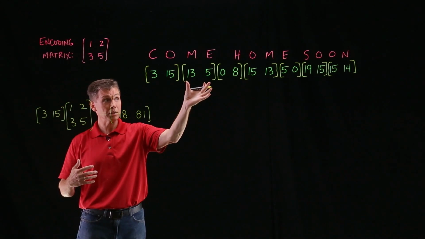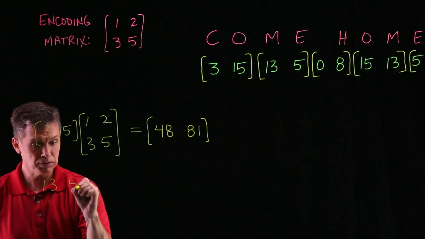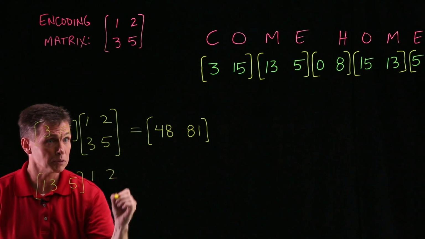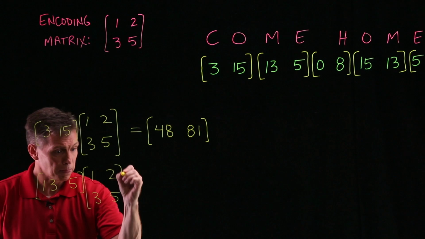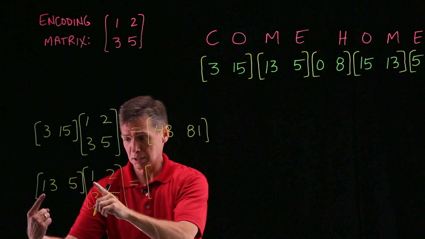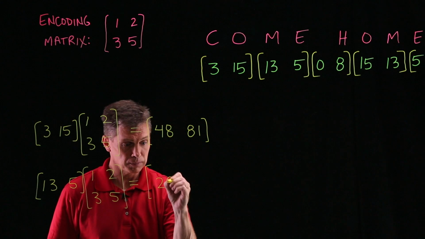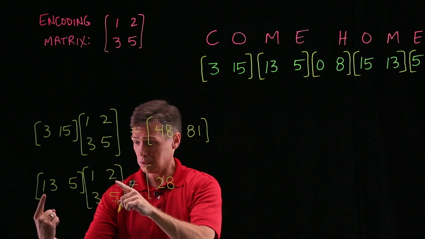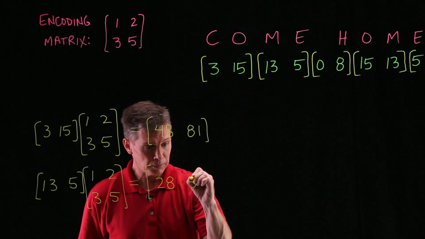I keep going now by grabbing the next 1x2, 13, 5, and I multiply that by this same coding matrix, 1, 2, 3, 5, and do my matrix multiplication. 13 plus 15 looks like 28. Next entry will be 26, 2 times the 13, 26 plus 25, looks like 51.